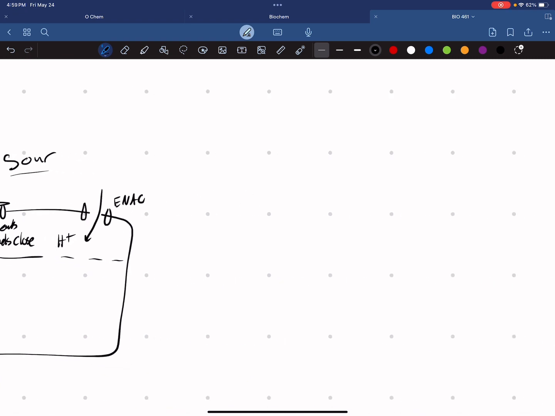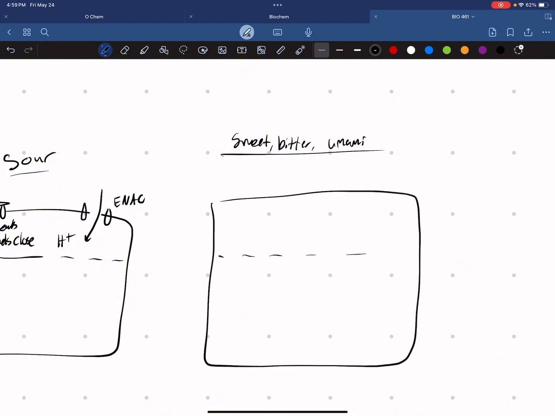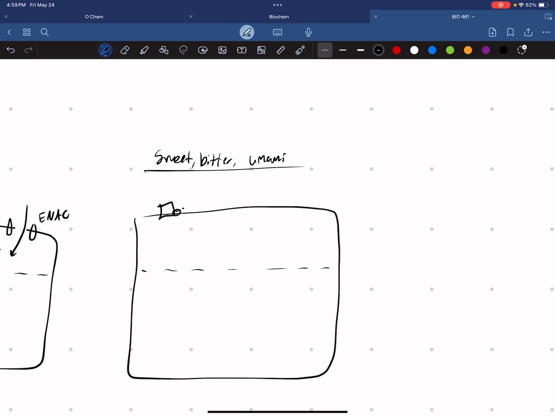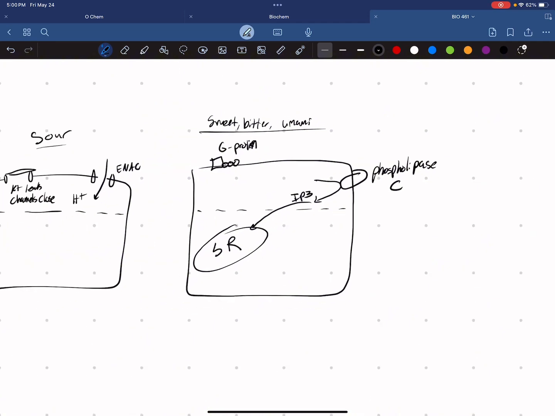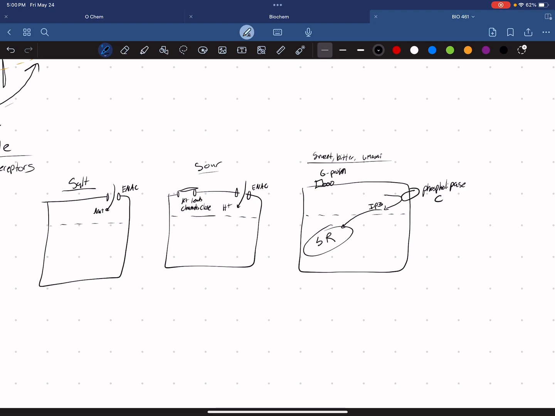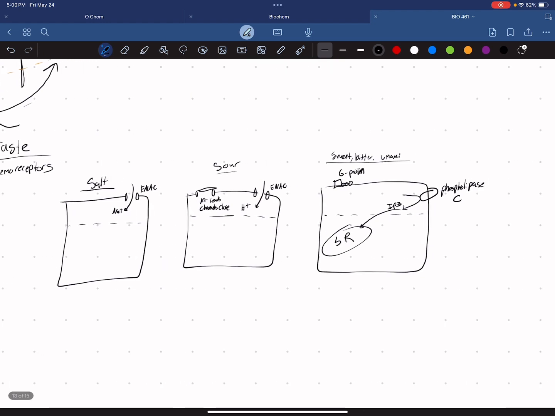Okay, and then the third type we have is for sweet, bitter, and umami tastes. And these will look like this. Instead of ion channels, here we will have a G protein. And here we will have phospholipase C. And so we know that phospholipase C, we will have IP3 that will make its way down here to the SR. That will influence the signals that are sent to the brain through the neuron. So these are the three different categories of taste cells that we have all along our taste buds, which interact differently based on the specific taste that we have in our mouths.